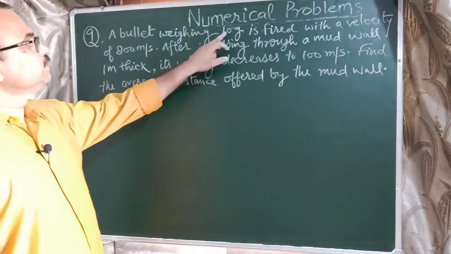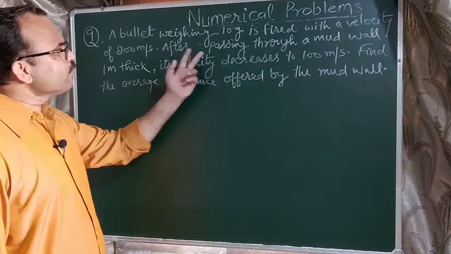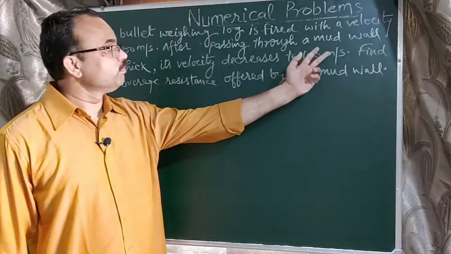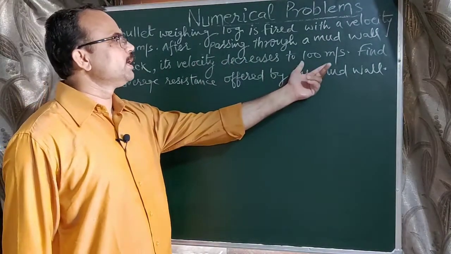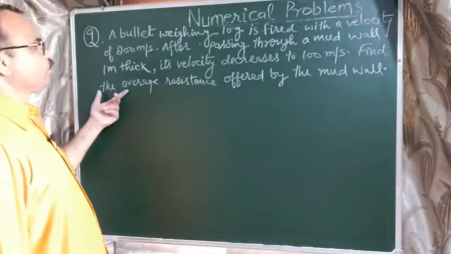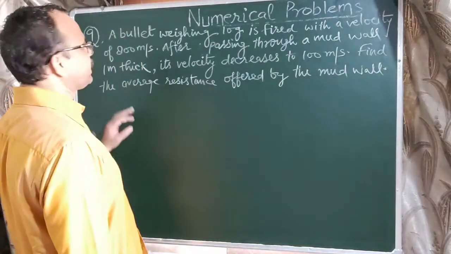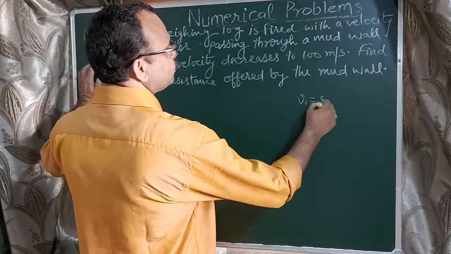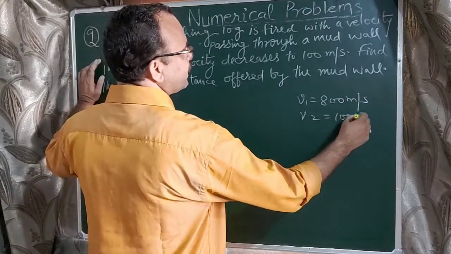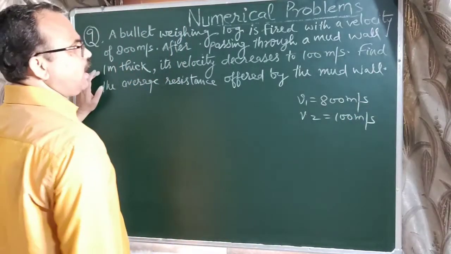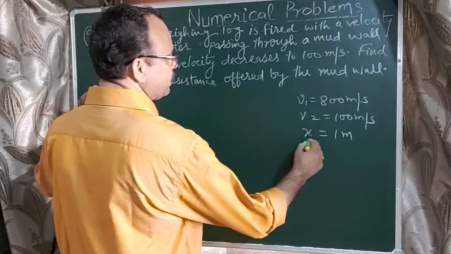Now note the question number 9. A bullet weighing 10 gram is fired with a velocity of 800 meter per second. After passing through a mud wall 1 meter thick, its velocity decreases to 100 meter per second. Okay, so we have to find the average resistance offered by the mud wall. So note the given values: V1 equals 800 meter per second, V2 equals 100 meter per second. Okay, and the thickness of the wall, suppose x equals 1 meter, and we have to calculate the resistance force F.